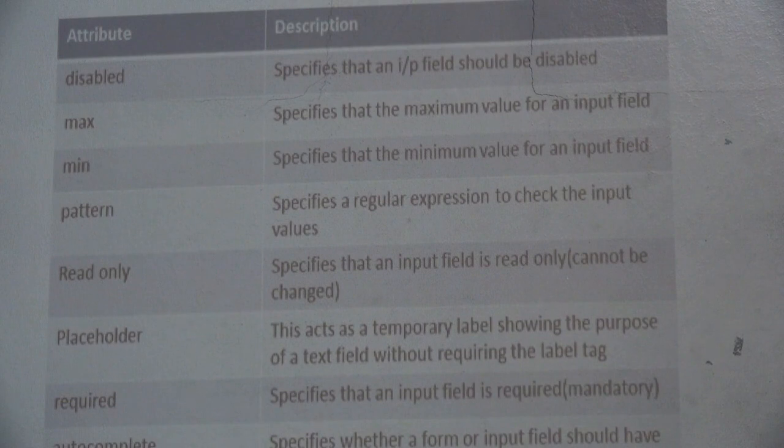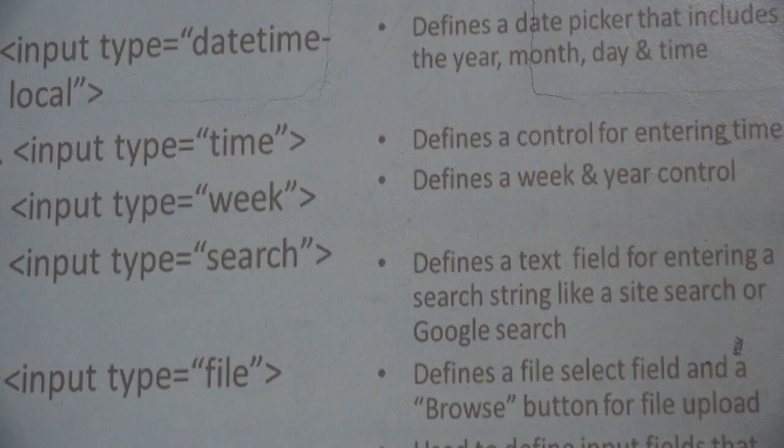Then the next attribute is autofocus. Again, the meaning of auto is automatic. The description specifies that the input field should automatically get focus when the page loads, means when we are using this it is focused automatically. The next attribute is height and width. It specifies the height and width of an input type equal to image, means for an image we have to specify the height and width of the image.